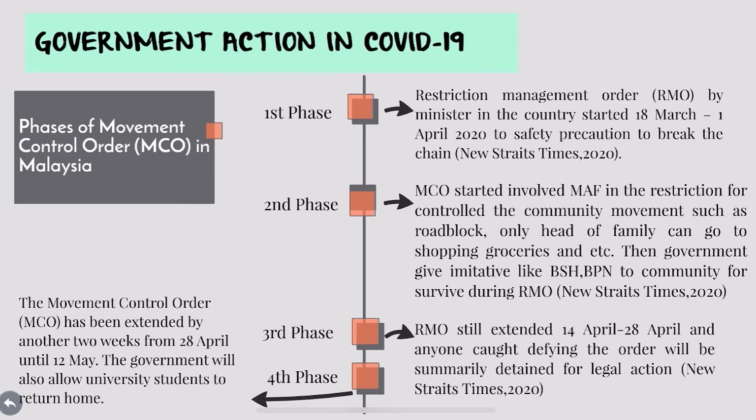Third phase, RMO still extended 14 April until 28 April and anyone caught defying the order will be summarily detained for legal action. And lastly, fourth phase, the movement control order has been extended for another 2 weeks from 28 April until 12 May. The government also allowed university students to return home.